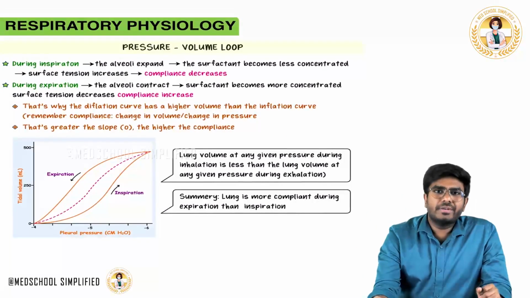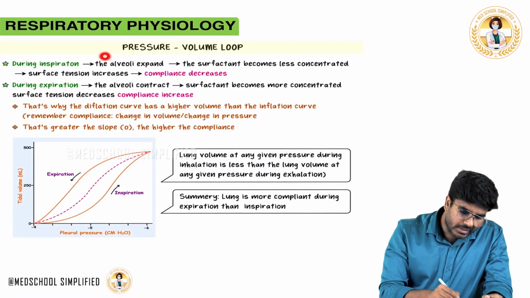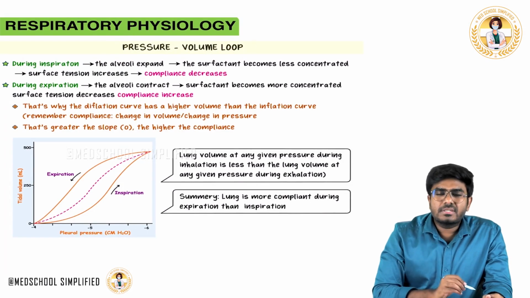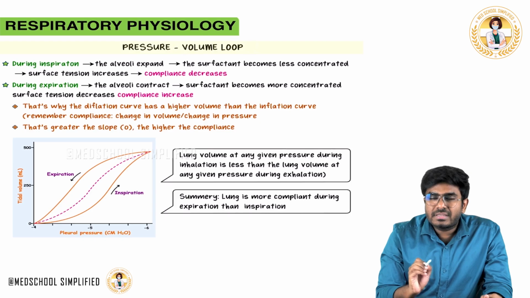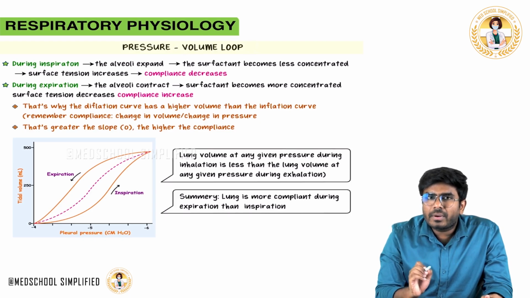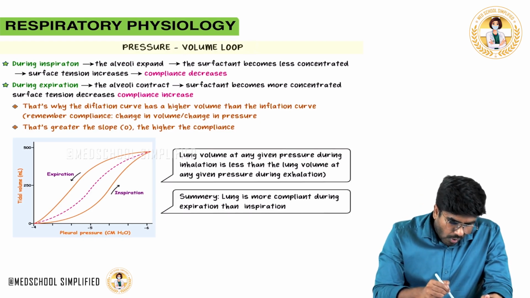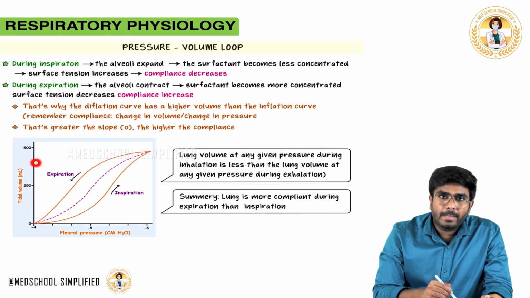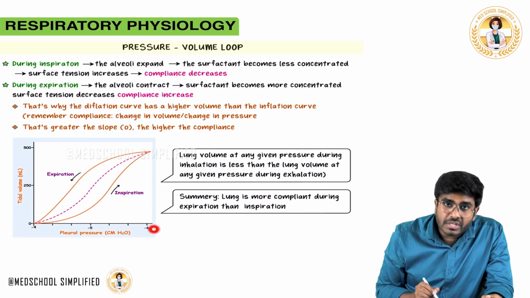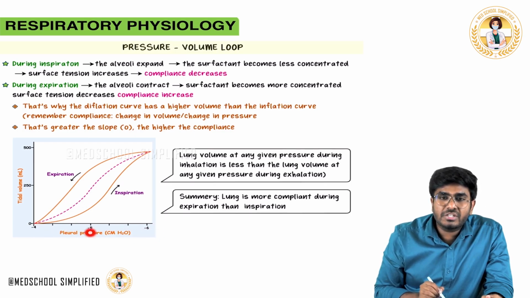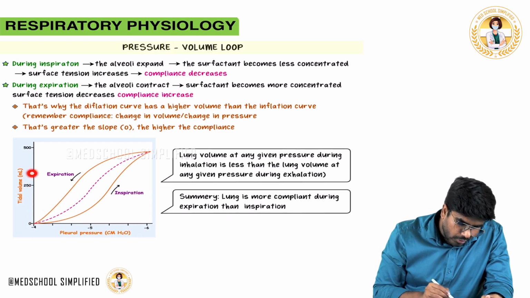Welcome back guys. Now in this video let's discuss pressure volume loops. So we are going to draw a graph between pressure changes in the lung, that's the intrapleural pressure changes, and volume changes in the lung. On the x-axis I am showing you the pressure changes. Intrapleural pressure changes during inspiration, and tidal volume is the volume change in the lung.